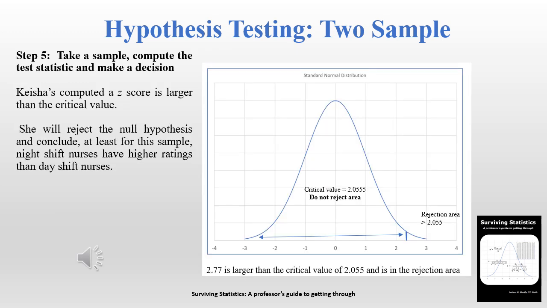So here's a visual representation of what Keisha has discovered here. She has computed a Z-score of 2.77, and looking at the normal curve, that is larger than the critical value of 2.055, and so that is indeed in the rejection area. So in this case, she will reject the null and possibly conclude that the night shift nurses are possibly better.